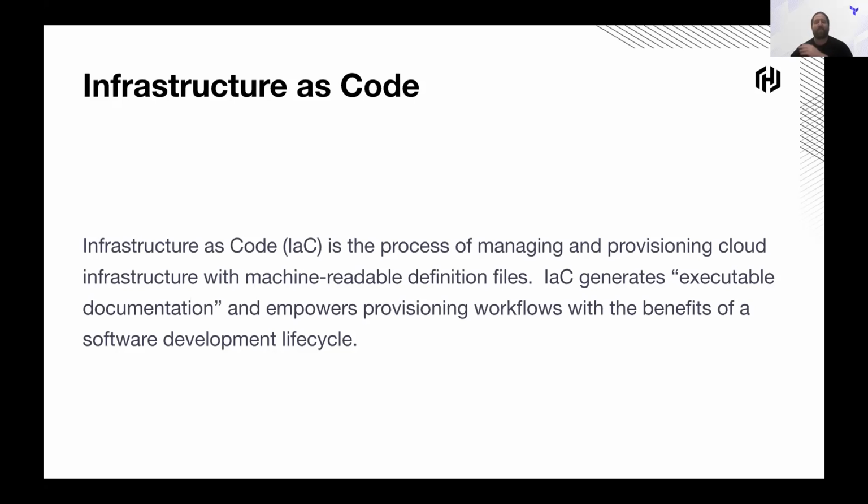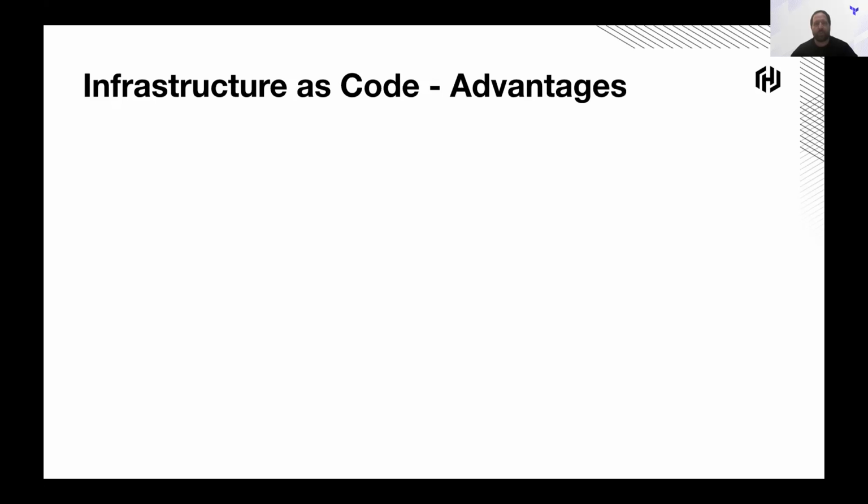Infrastructure as code is the process of managing and provisioning cloud infrastructure through code. It gives you what we call executable documentation. A lot of times people say my code documents itself, and you know that's not true, but this is better than nothing. It empowers provisioning workflows with the benefits of a software development lifecycle. And the benefits of the software development lifecycle are huge. We're really going to see that once we start talking about Terraform Cloud towards the end of the presentation here. So what does infrastructure as code give me?